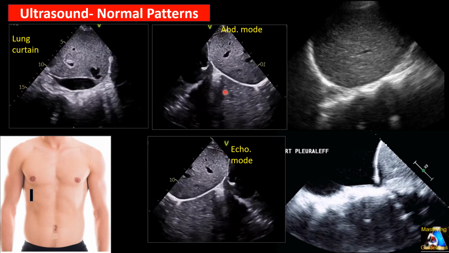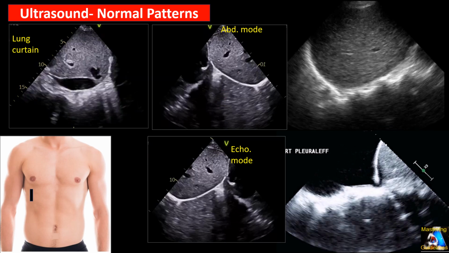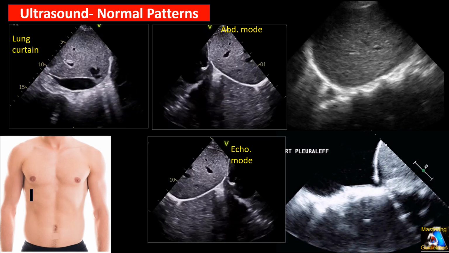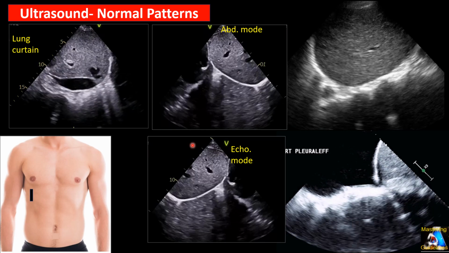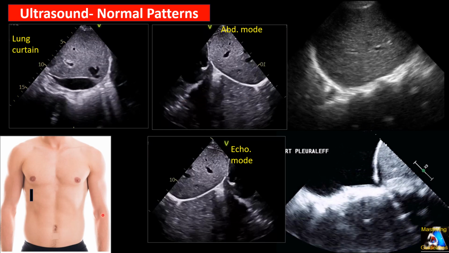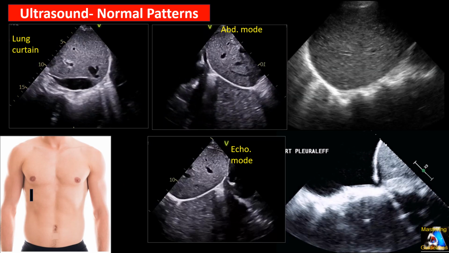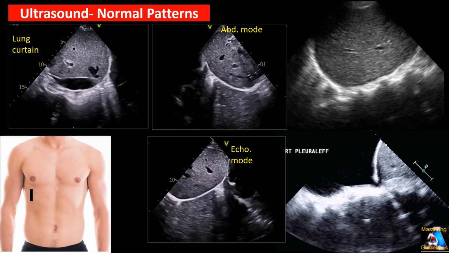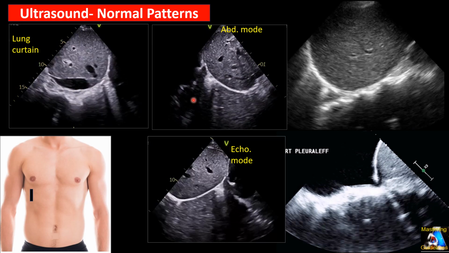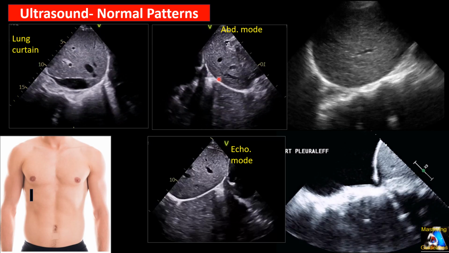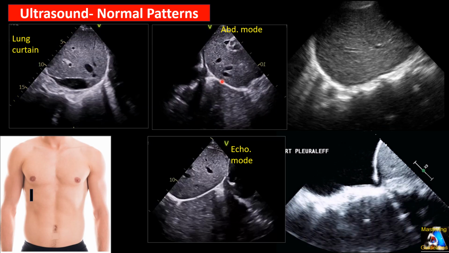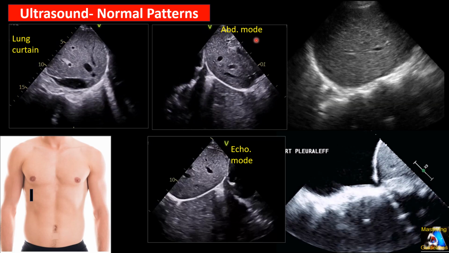The feature of the diaphragm in the ultrasound is very characteristic and very clear. It looks like a curving, hyperechoic, smooth, thick line, as you can see here. This is our diaphragm, and here is abdominal mode.